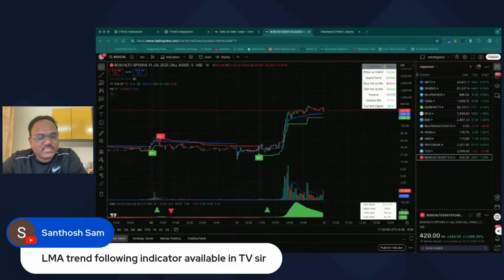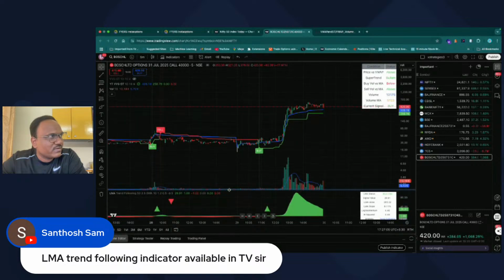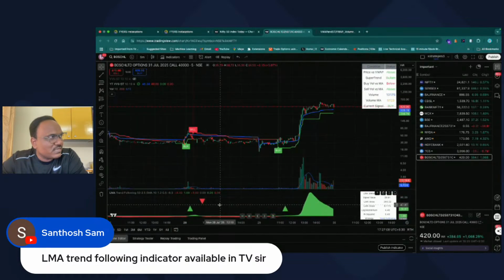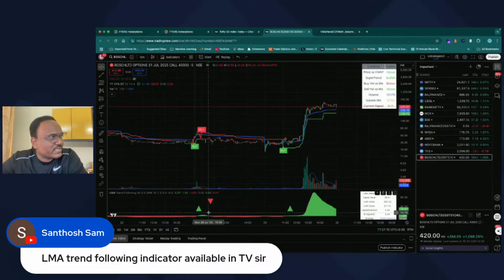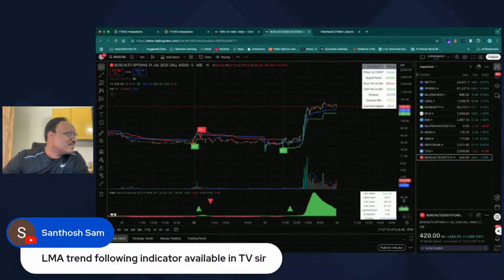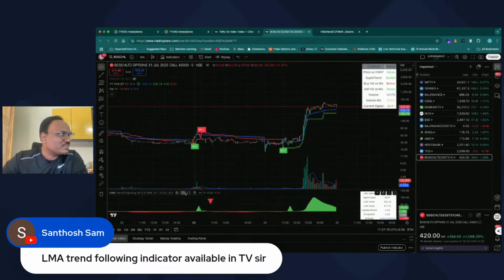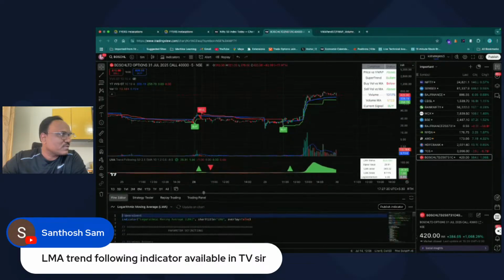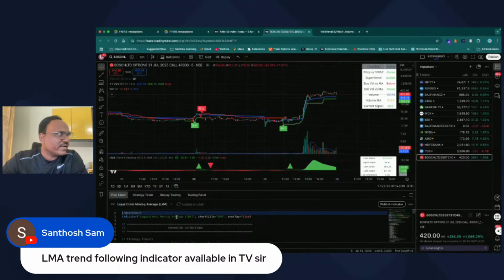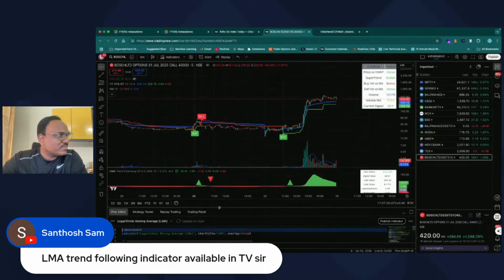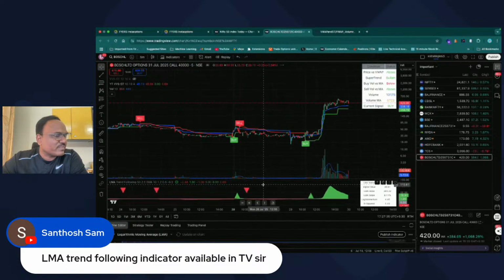LMA, yeah, it's available, but I have made some changes to this one. The original LMA looks too colorful, so I had to make some changes to make it less colorful. That's all. You will find this indicator if I go to the code, logarithmic moving average LMA. I forgot the name of the person who created this indicator. But as I said, I made some changes so that the colors and other things are a lot easier for me to understand. That's all.